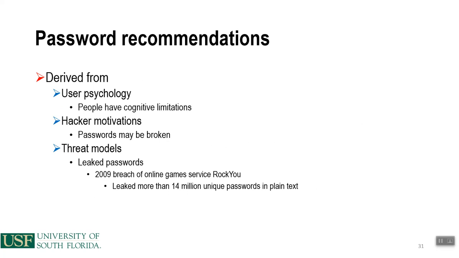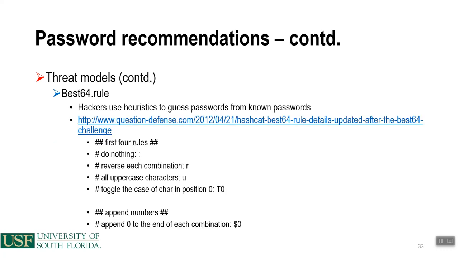So password recommendations, they're usually derived from user psychology. People have cognitive limitations. Hacker motivations, passwords may be broken. Threat models, the leaked passwords. So for example, the 2009 breach of online game service RockYou, more than 14 million usernames and passwords in plain text, and that type of thing. So password recommendations is the threat models. What the hackers will do is actually use heuristics to guess passwords from known passwords. So you can follow this link, but they will actually use a script like this.